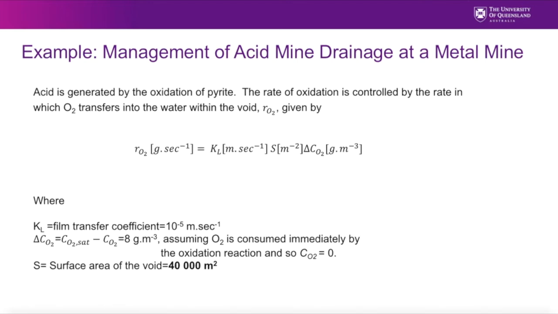We're going to assume for this example that oxygen is consumed immediately by the oxidation reaction, and therefore the concentration of oxygen is equal to 0. So what we want to know is how much acid is being generated, and all the reactions that we will show you will be controlled by this rate. So this is the only value that we have, this rate of oxidation.